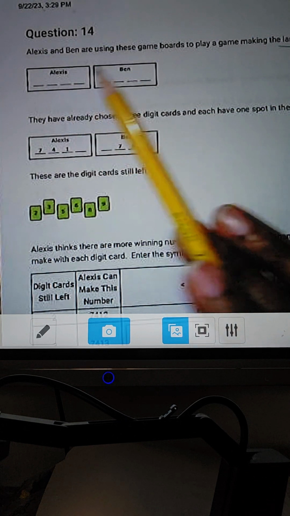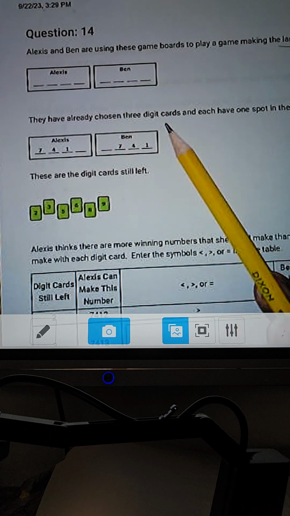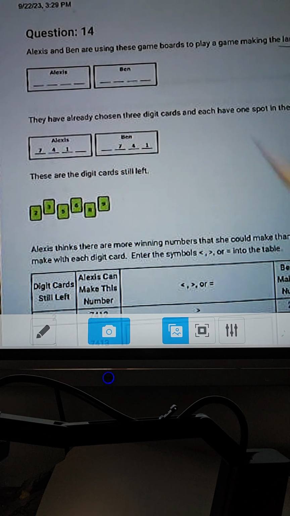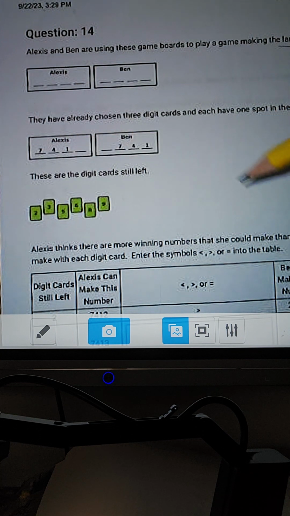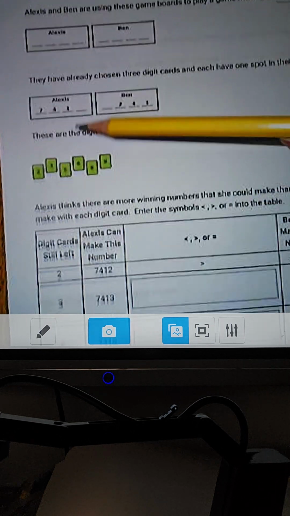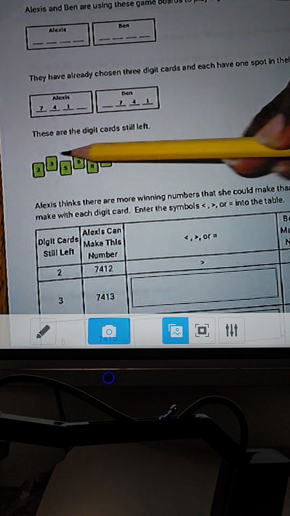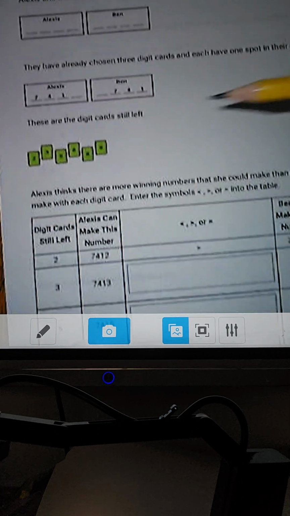Okay, we have Alexis and we have Ben. They have already chosen three-digit cards and each have one spot in their numbers left to fill. So they're trying to make the what? Largest. The largest what? Four-digit number. Each of them have already placed three of the digits, okay? These are the digit cards left to go, okay? And you can see there's a 2, a 3, a 5, a 6, an 8, and a 9.